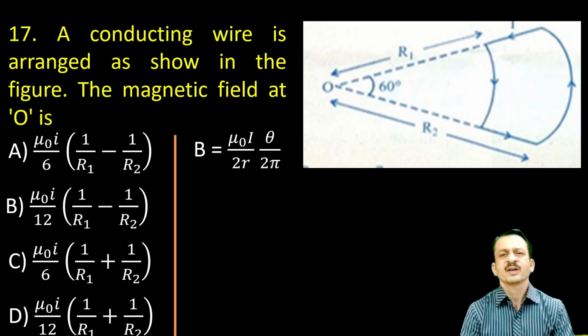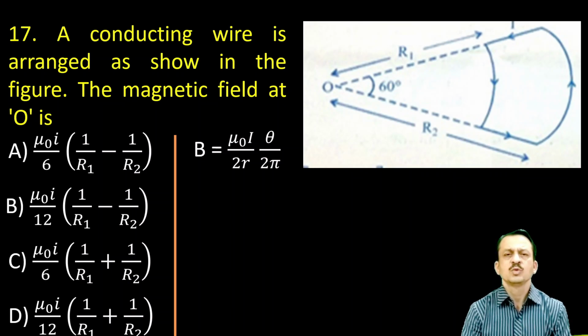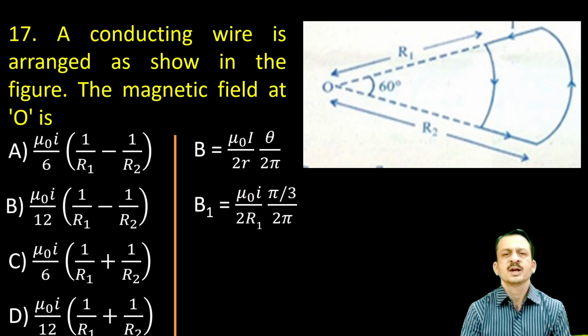This is the magnetic field. We know that in the case of a circular loop, the entire single loop, it is mu naught I divided by 2R. Since we are choosing an arc, we have an additional term theta by 2 pi. Now use this one for the first arc of radius R1. I will write B1 is equal to mu naught I divided by 2R1 into theta, which is 60 degrees. 60 degrees in terms of radians is pi by 3, divided by 2 pi. Now pi gets cancelled, we will get 1 by 6, and in the denominator we have one more term 2.